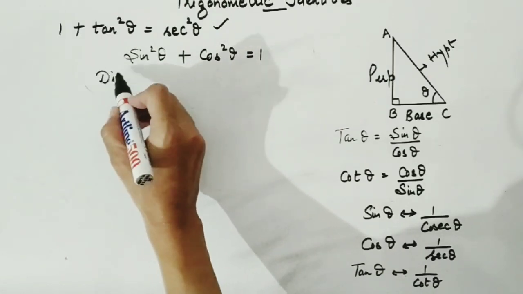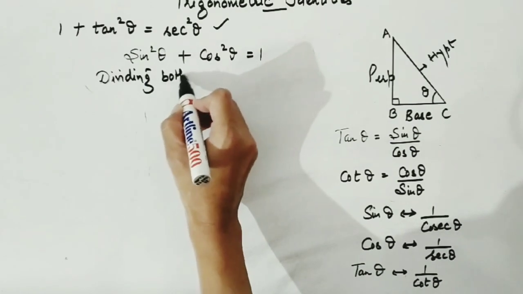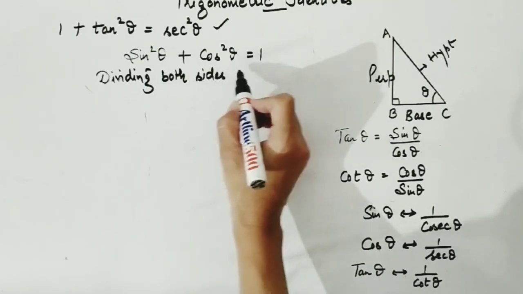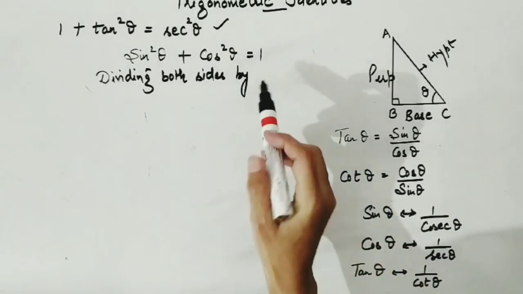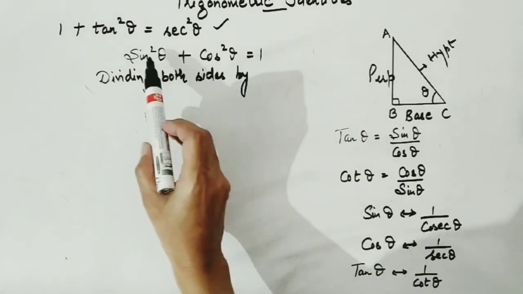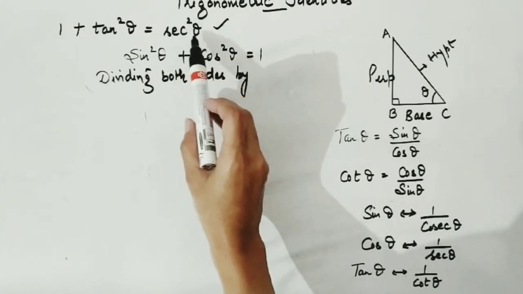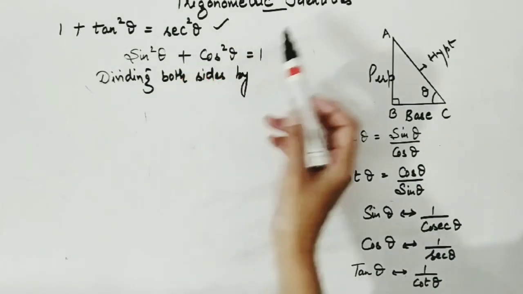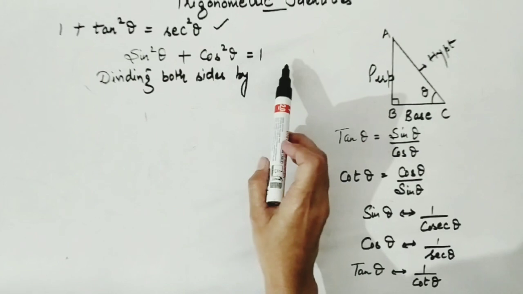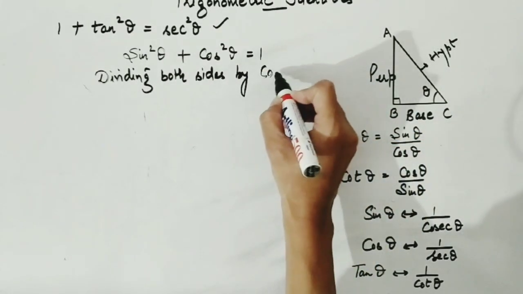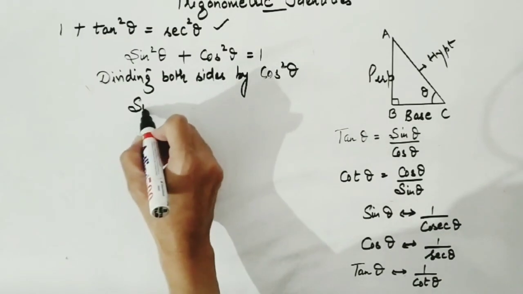If I divide both sides by, dear students, listen, it's very simple. We know this is sine square plus cos square equal to 1. 1 has to become secant square theta. Secant is the reciprocal of cos. If I divide this whole equation by cos square theta, look at the changes which would be there in this basic identity.